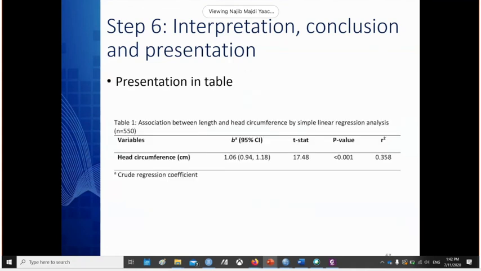The P value is less than 0.001 and the R square is 0.358. That is how you present your result of simple linear regression in a table.